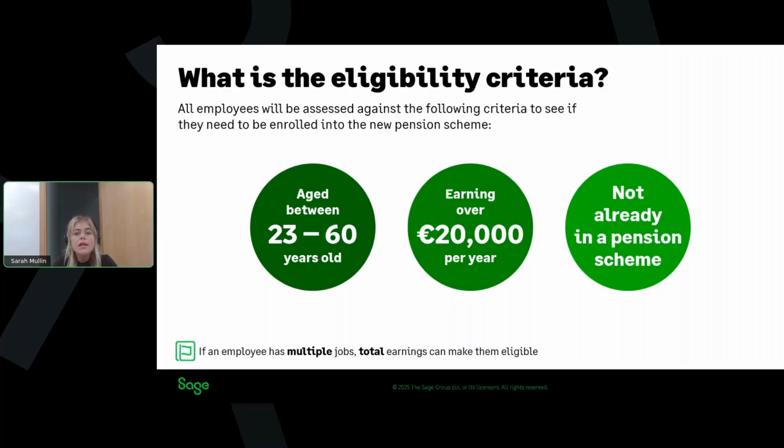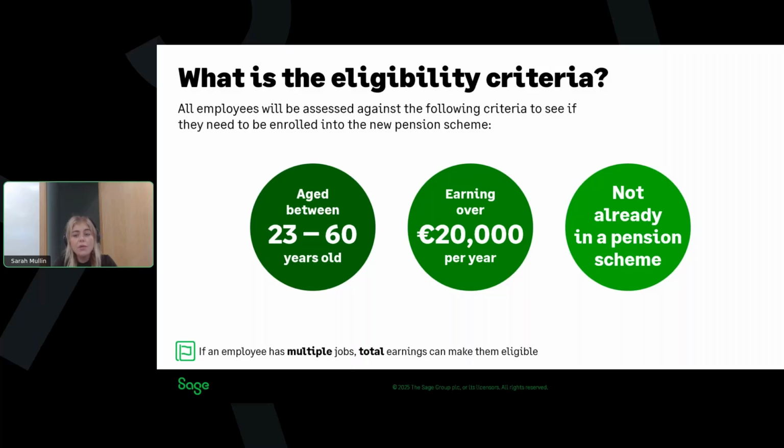There is a bit of an important note with this one. If an employee does have multiple jobs, it is their combined earnings that will make them eligible. So even if their earnings with you as an employer are below the €20,000, they can still be enrolled anyway, because it will look at multiple jobs.